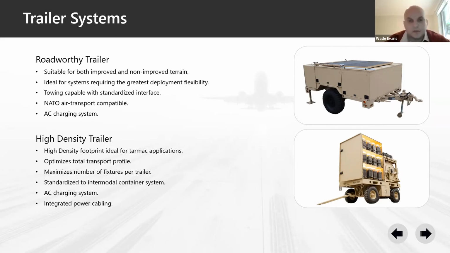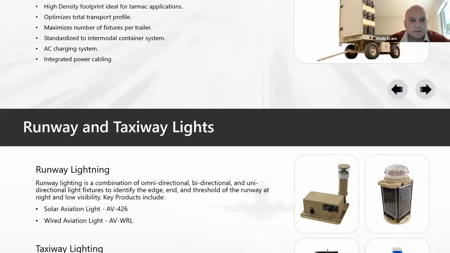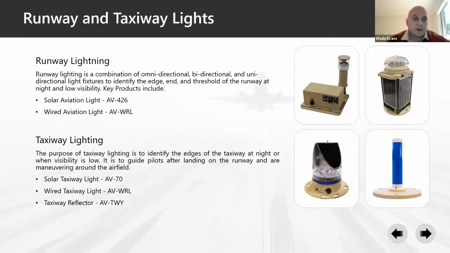From trailers, we'll move on to runway lights and taxiway lights. So with runway and taxiway lights, they're really the core of a HMALS deployment in terms of the lighting fixtures themselves, because they fulfill a really key requirement for the taxiway and runway lighting applications. When it comes to runway lighting, we're talking about omnidirectional, bidirectional, or unidirectional light fixtures, and they identify either the edge, the end, or the threshold of the runway.